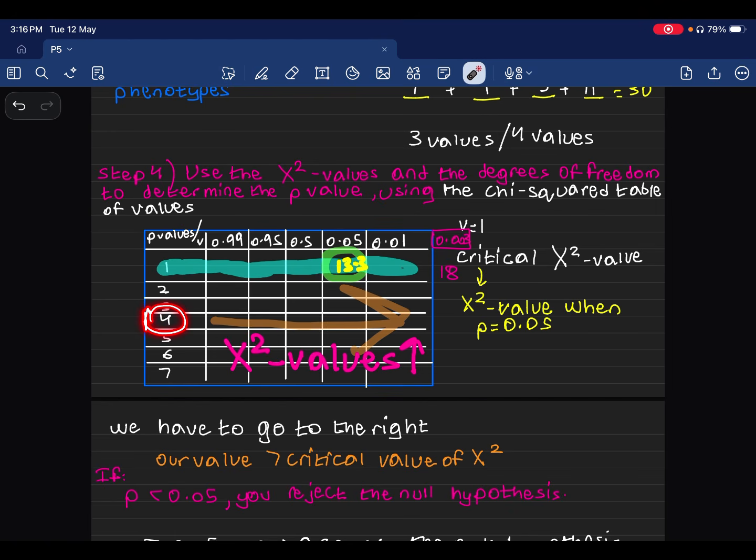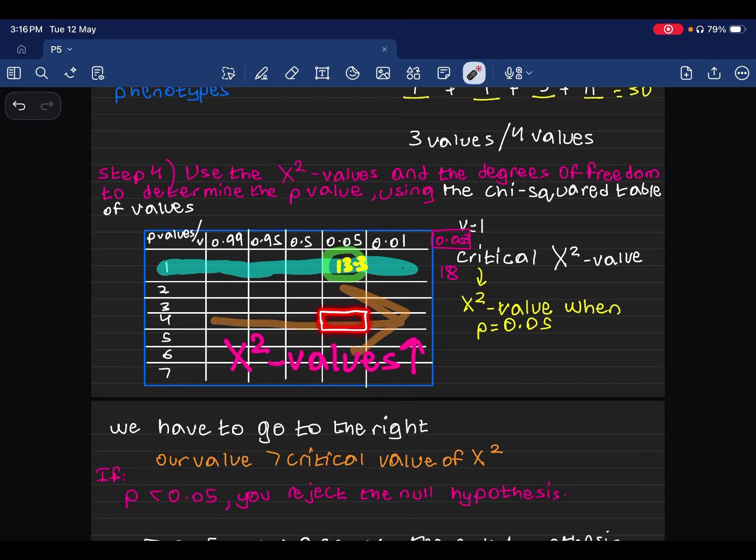Once you're done with that, let's say your degrees of freedom was 4. Now, this is the row which you need to focus on. You do not need to focus on any other row. So, let's say your degrees of freedom is 4. Now look for the critical t value. All of these values are t values. What is the critical t value? Critical t value is the t value when p is equal to 0.05. So just like here, what was the critical chi-squared value? This is the chi-squared value when p equals 0.05. So this is what you have to look at.